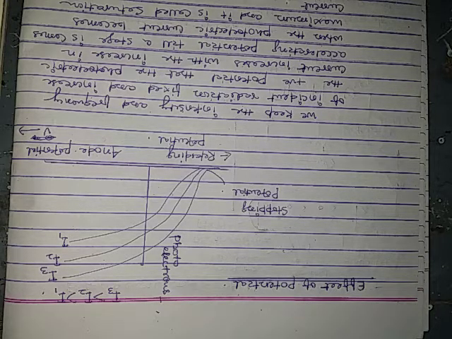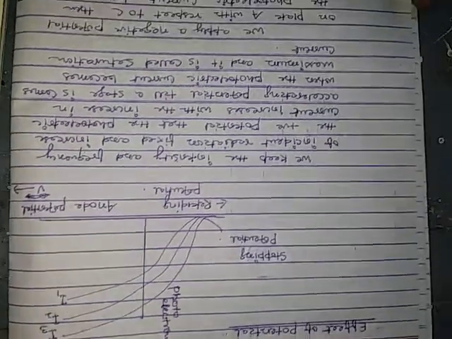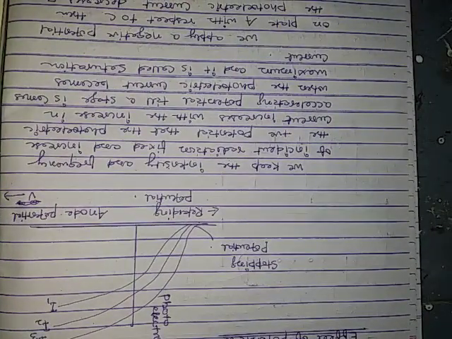We keep the intensity and frequency of incident radiation fixed and increase the positive potential. The photoelectric current increases with the increase in accelerating potential till a stage comes when the photoelectric current becomes maximum, and it is called saturation current.